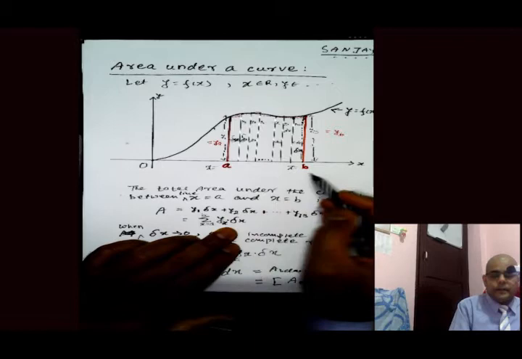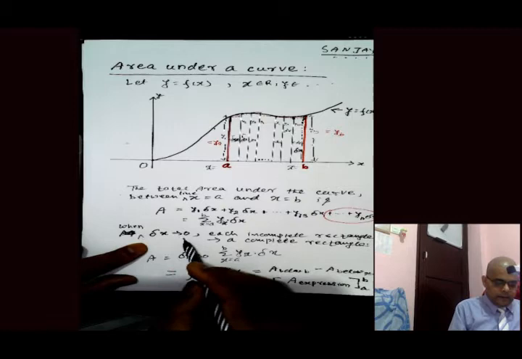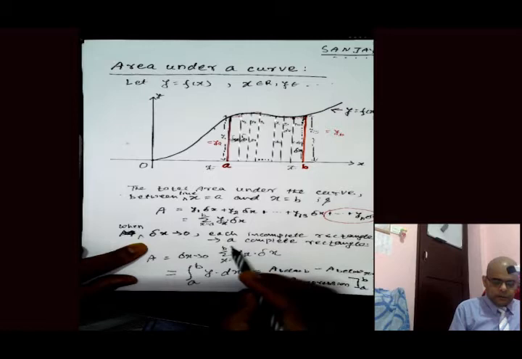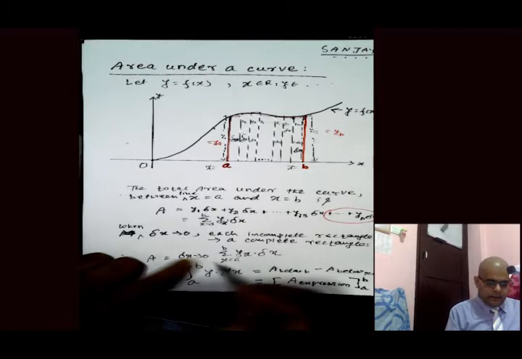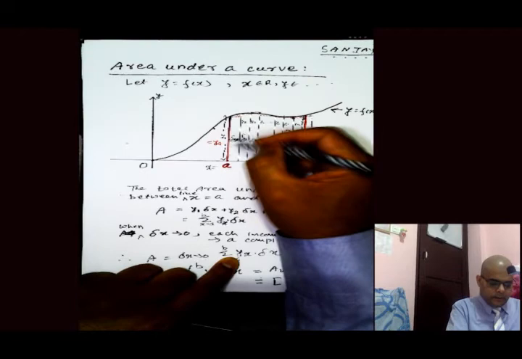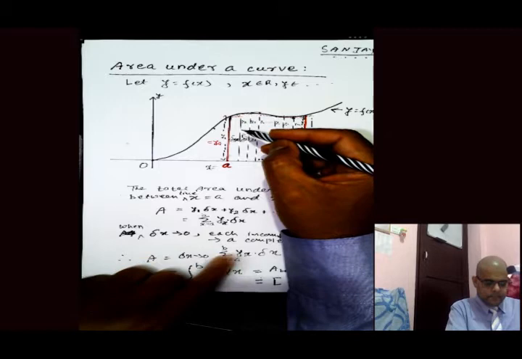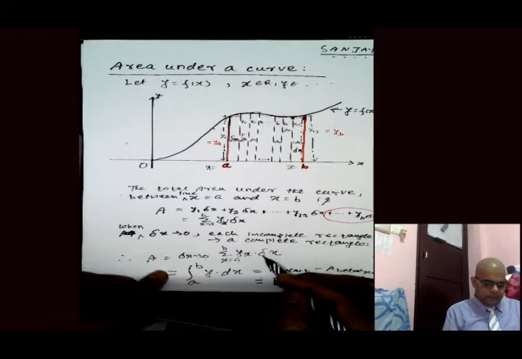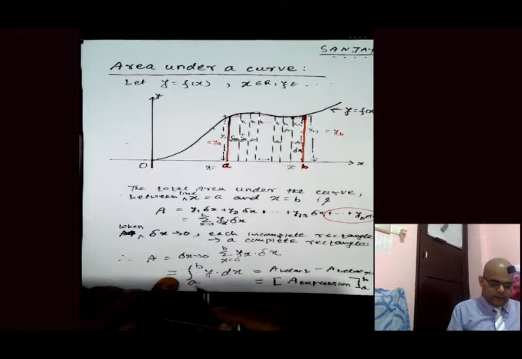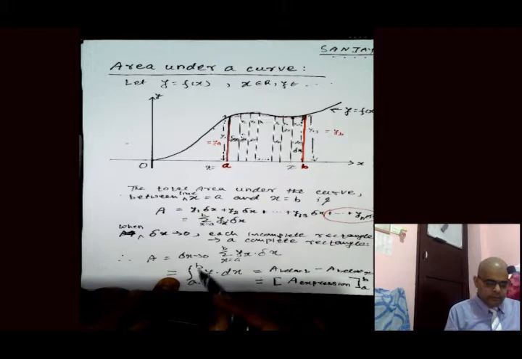So therefore, we can say that when delta x tends to 0, each incomplete rectangle tends to a complete rectangle. And therefore, as delta x tends to 0, you can write in general the height of a rectangle is y(x) and the width of the rectangle is delta x. So summation of this, you can take it here. And as delta x tends to 0, the area will be given by the integration of the given function y equals f(x) between the lower limit x equals a and upper limit x equals b.